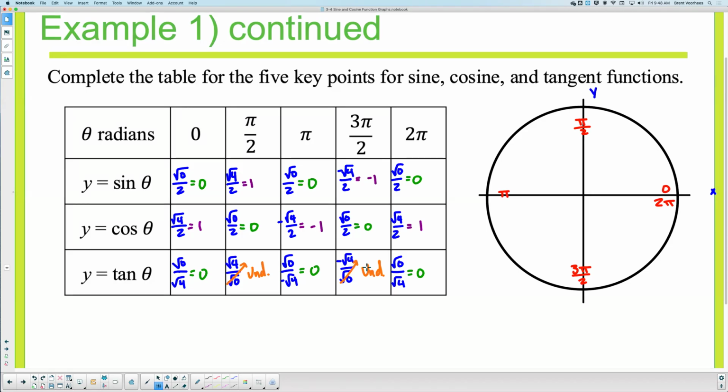Those would be the key points for those 3 functions. The 5 key points for those 3 functions, there they are. The zeros are obviously zeros. The ones and negative ones, those are maximums and minimums. The positive ones being maxes, the negative ones being minimums. That would be the key points for those functions.